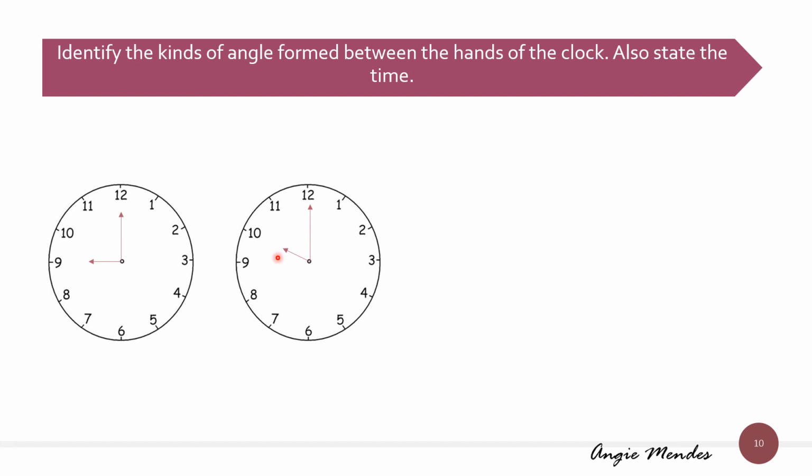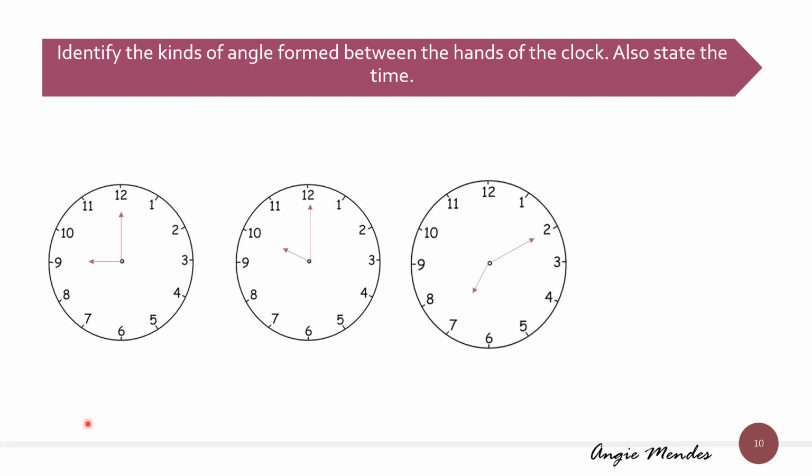Absolutely correct. Now, what is the kind of angle that is formed between the hands of this clock? Are you counting the minutes? Yes. Then you know it is 5, 10 minutes. So this is an acute angle.